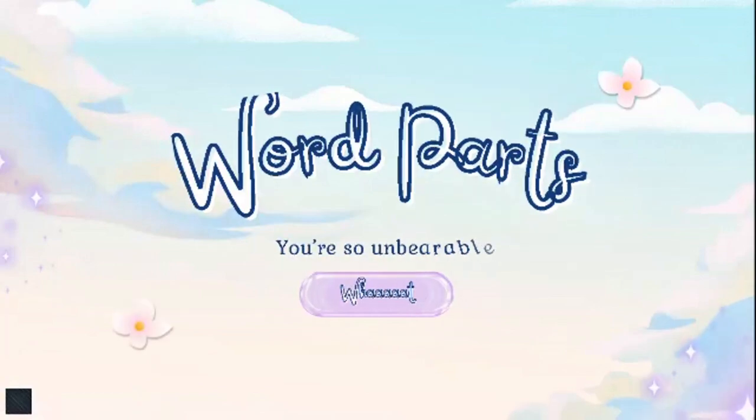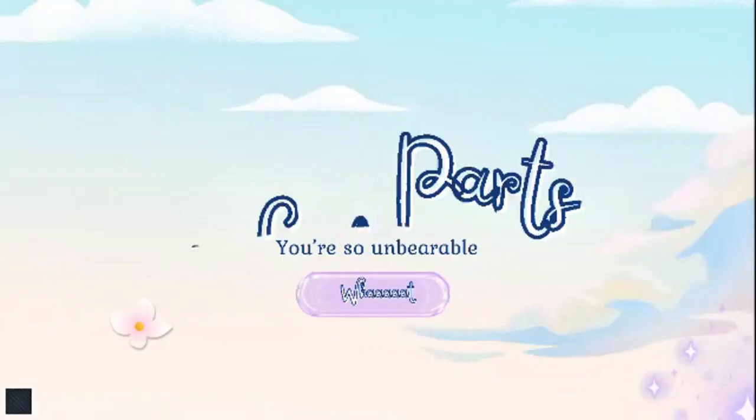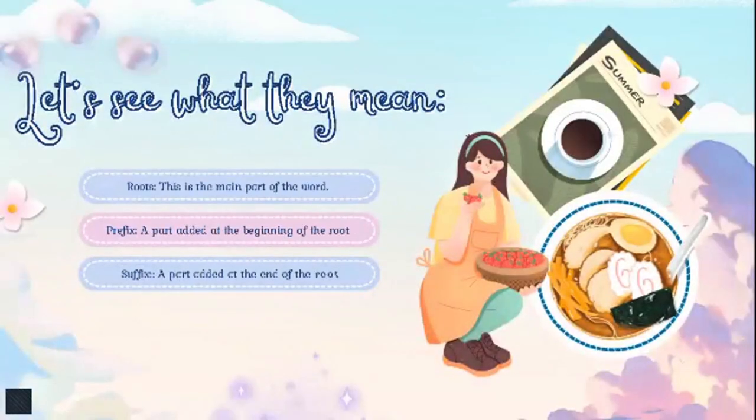Word parts. Once I went on a date with a girl, and at the end she spoke in English and said, "You are so unbearable." I didn't know what unbearable meant, and I thought she loved the date, but I still wanted to know what the word meant. Then I started to break it down, and I discovered she hated me. I was woefully sad. To figure out what she said, we need to know what words are usually formed by: roots, prefixes, and suffixes. But what are those?